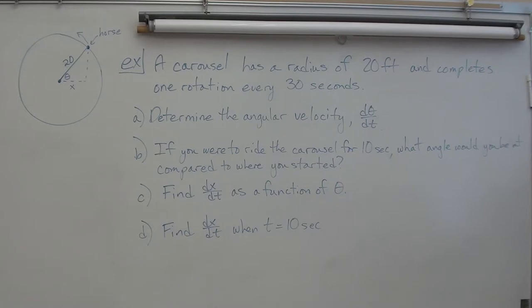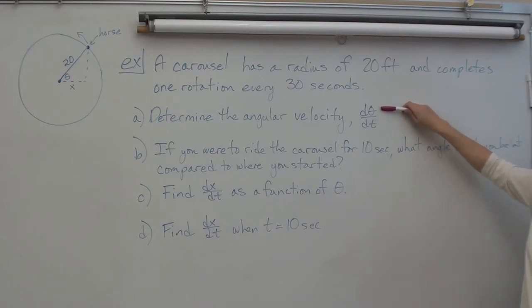So this carousel has a radius of 20 feet and completes one rotation every 30 seconds, and we want to find the angular velocity d theta dt. We are not going to use formulas to come up with the angular velocity. Rather, we're just going to think about it and look at the expression we have written here, d theta dt. It's the change in the angle over the change in time.